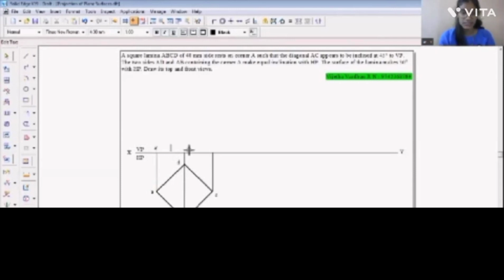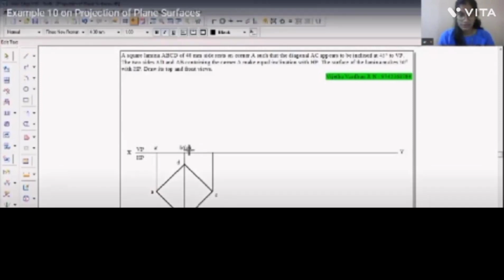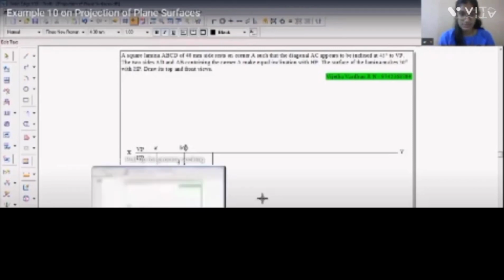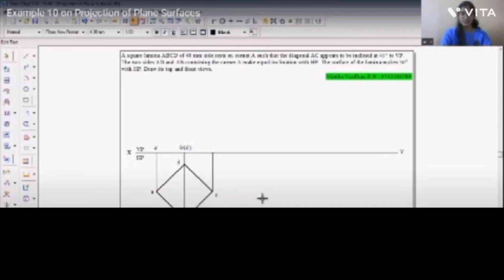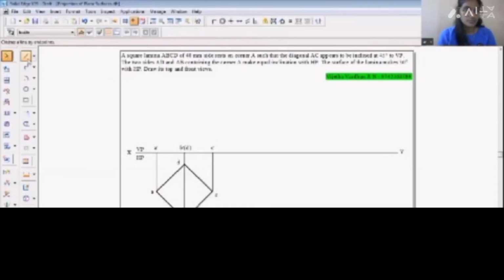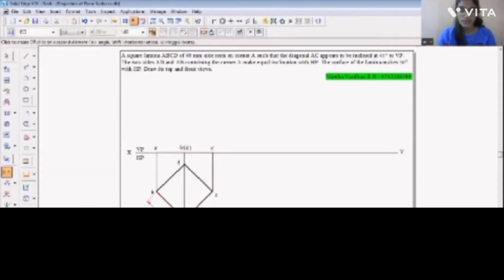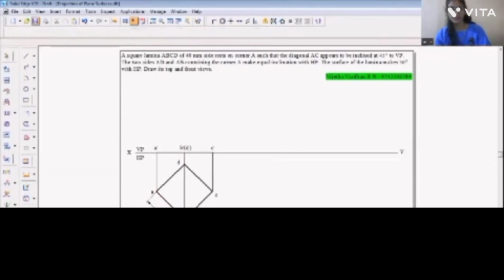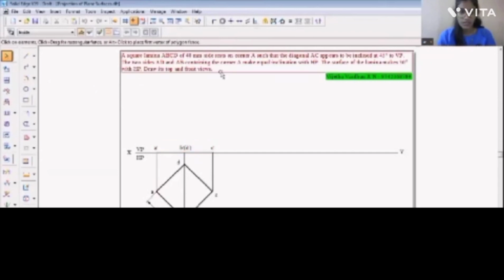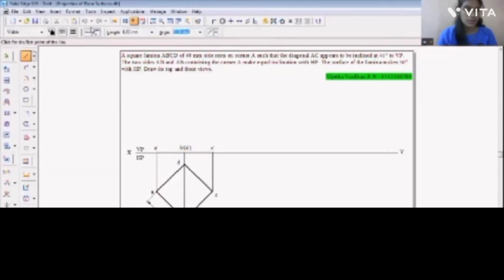D, D dash. Since B is visible and D is invisible, B dash, D dash, and sorry, it's D dash and C dash. Let us join all the points with visible line as it's the front view when the lamina is resting on HP with its diagonal. As the dimension is given as 40, and all the dimensions are in mm.